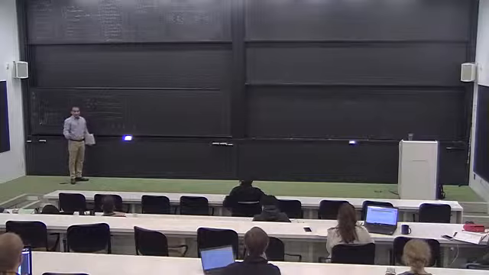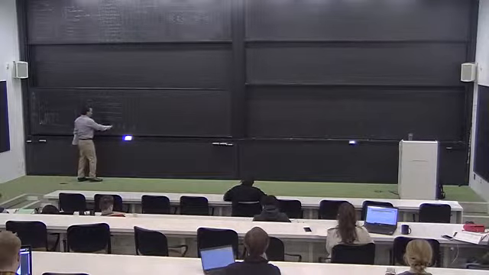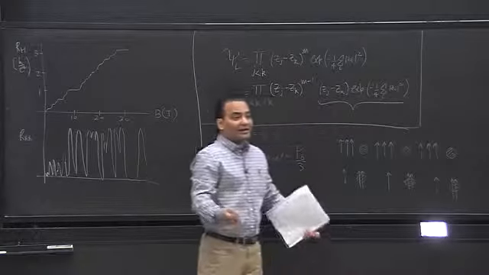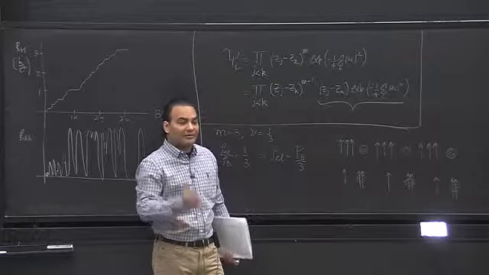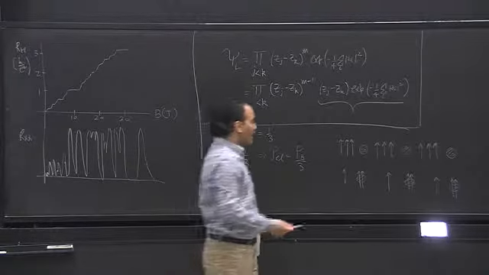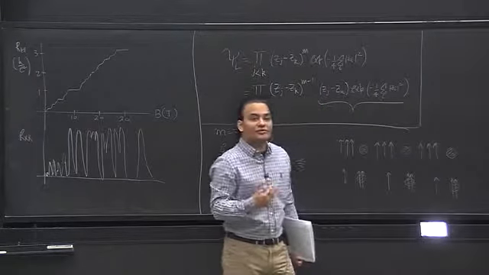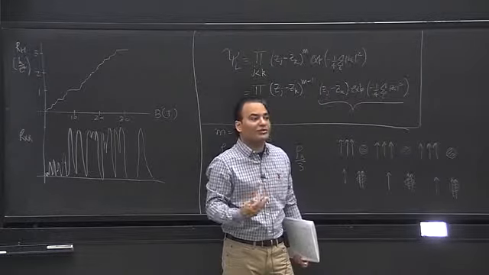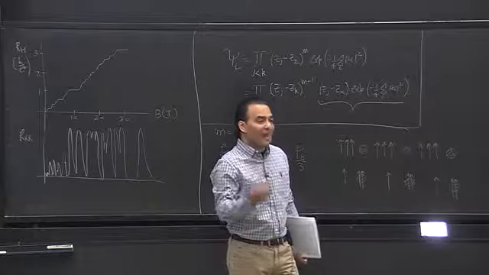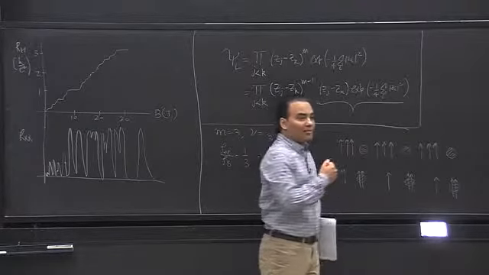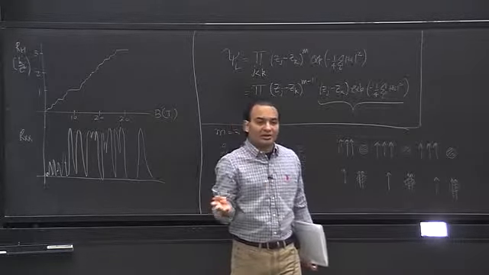Now, if this happens, then what you have here is integer filling. You have the same number of composite fermions and flux particles. So by using this construction of composite fermions, you can map fractional quantum Hall states to integer quantum Hall states.